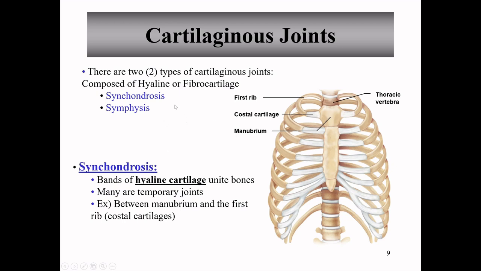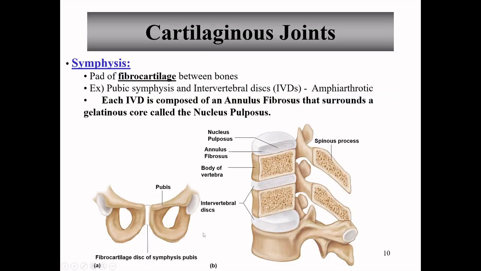So what we want to know about these two, first is the synchondrosis joints, bands of hyaline cartilage. That's the association I want you to make. Synchondrosis equals hyaline cartilage. That's what we're finding in between the bones, uniting this joint or holding all of this joint together. Synchondrosis, hyaline cartilage. A lot of these are temporary joints. We get these between the manubrium and the first rib as our example here.